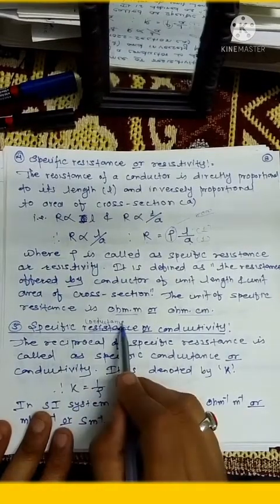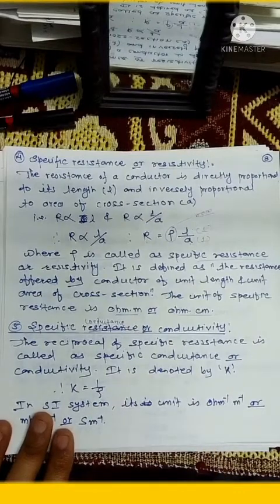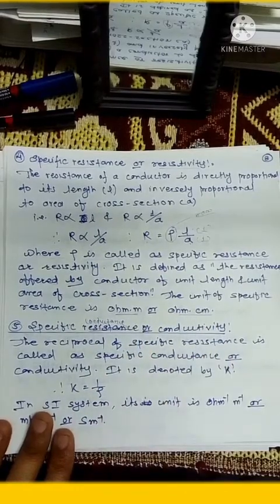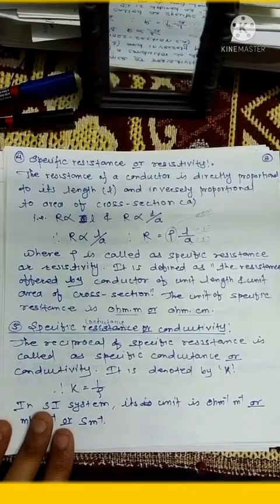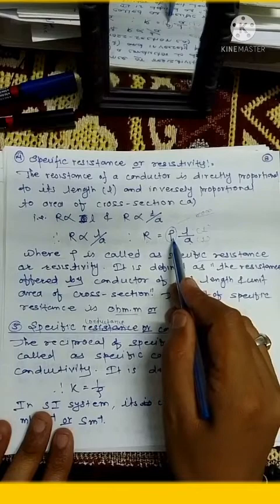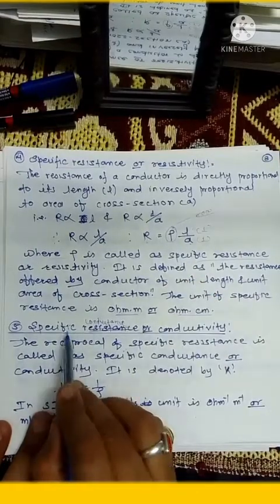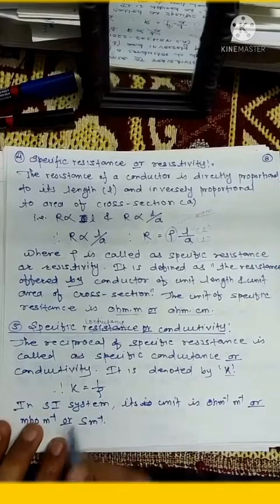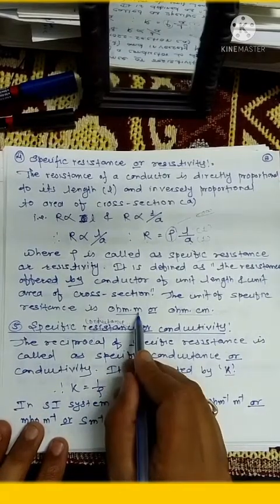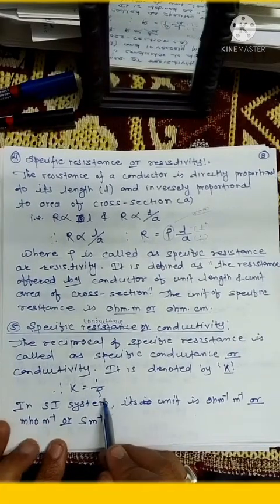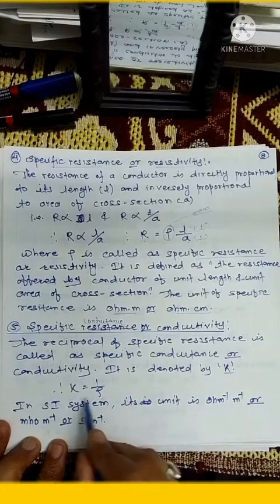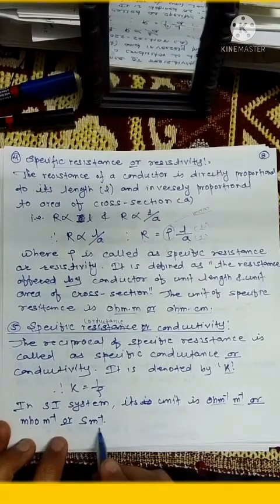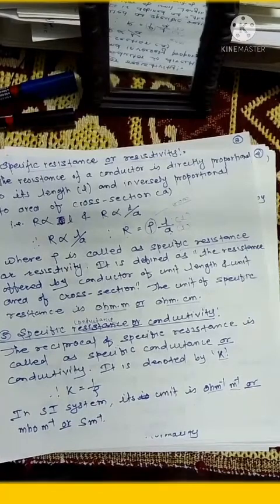The unit of specific resistance is ohm meter or ohm centimeter. Now what is specific conductance or conductivity? Simply the reciprocal of specific resistance is called specific conductance or conductivity. It is generally denoted by K. So K is equal to 1 by rho. The unit of rho is ohm meter, so K is equal to 1 by ohm meter. So it is ohm inverse meter inverse, or mho meter inverse, or simply Siemens meter inverse. All these units are equivalent.